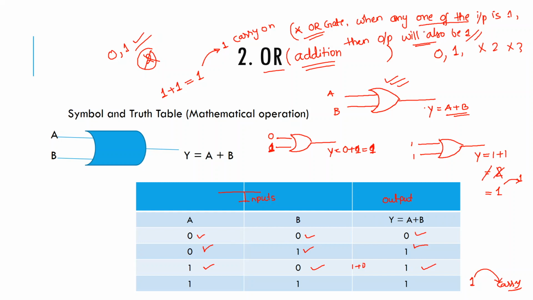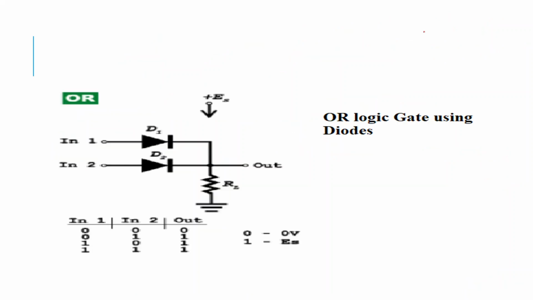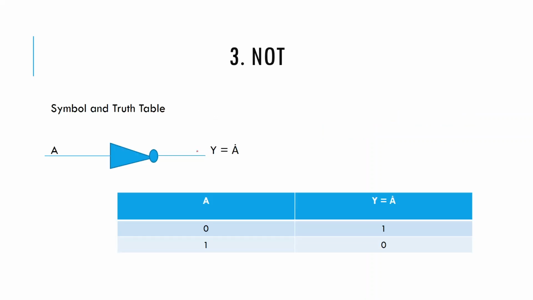Now let us look at the diode symbol. Here you can see that two diodes are in this direction. This is again a direct question. If you remember this diagram, it will be very helpful for competitive examinations. Now let us move to the third logic gate, that is NOT gate. NOT gate is called an inverter. Inverter means it inverts the thing. You have to remember this diagram, a very easy diagram.